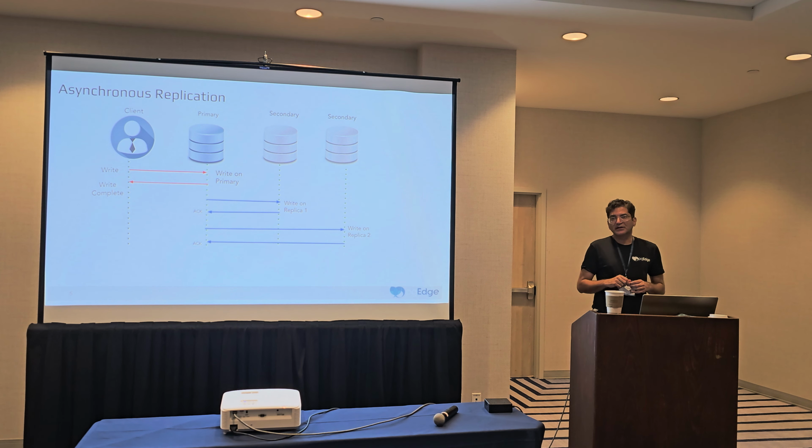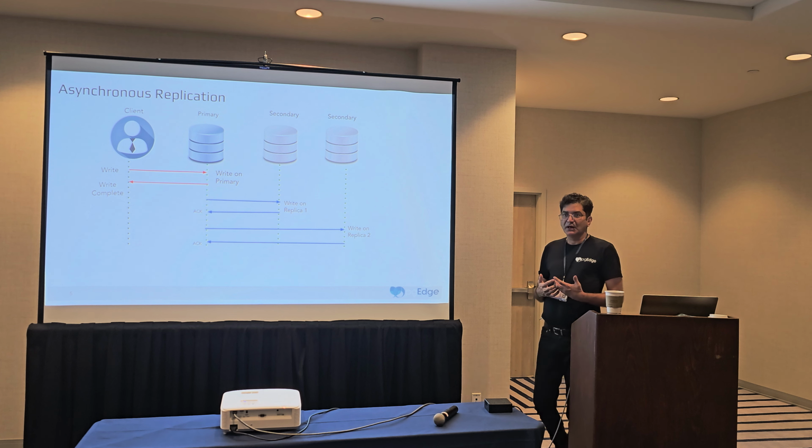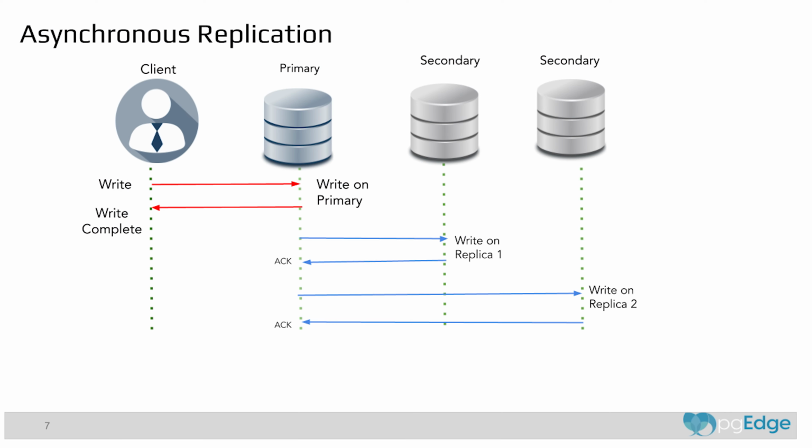In physical replication, there is a concept of asynchronous replication. In asynchronous replication, you have a client, you have a primary, and you have two secondaries. Just as an example, you can have many secondaries, it doesn't matter. So when you write something on the primary, you will get the reply that the write is done. Okay, write is done. And underneath, the primary sends that to replica 1, and similarly, the primary sends that to replica 2. So it will get the reply afterward.